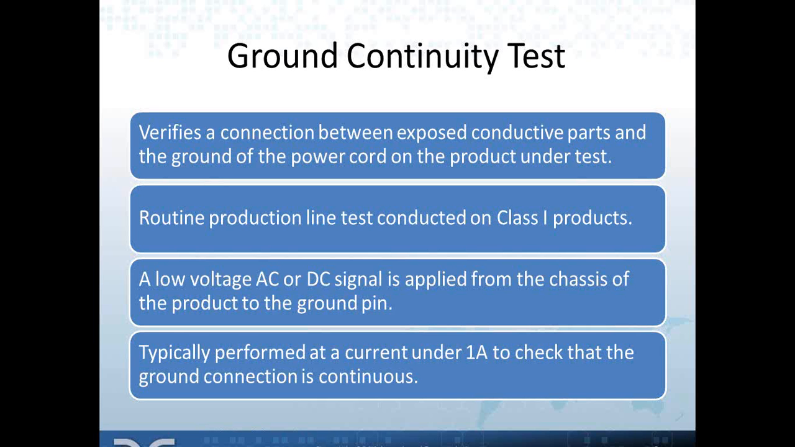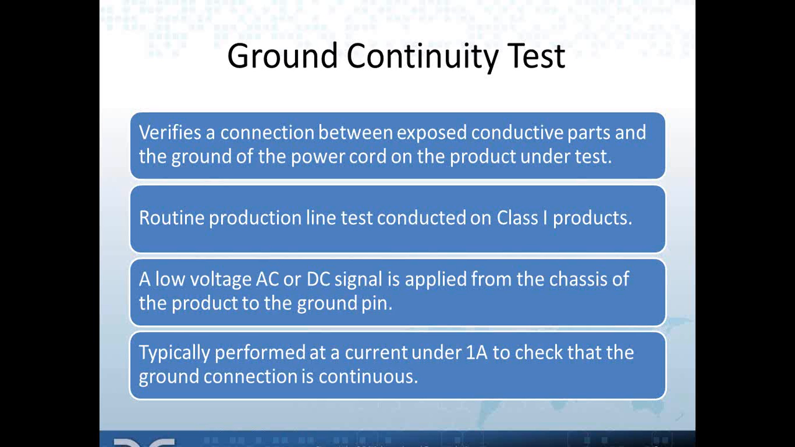Now, the ground continuity test is a low voltage AC or DC signal applied from the chassis of the product to the ground pin. It is typically performed at a current under 1 amp to check that the ground connection is continuous and permanent.